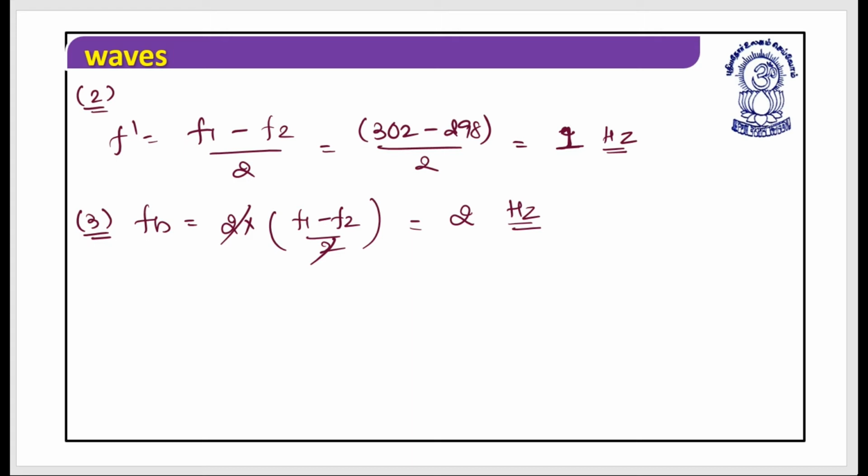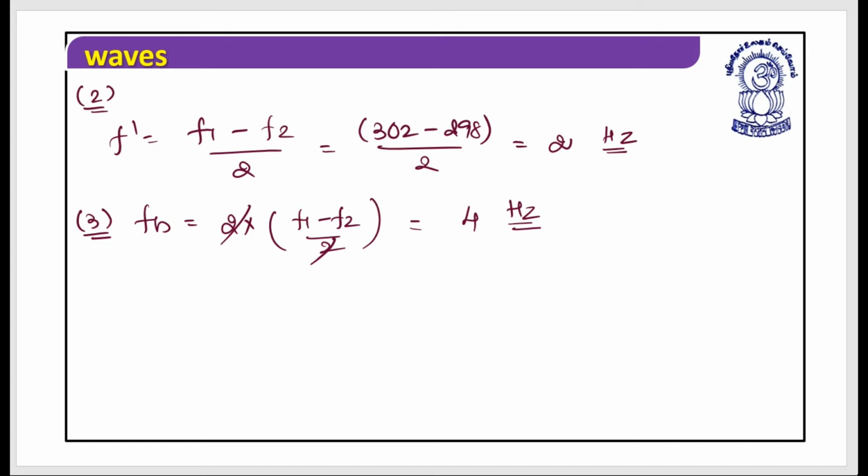Yes, yes, no. So the data was 302 hertz and 298 hertz. Sorry, I made a mistake over here. So it's 4 by 2, which equals 2 hertz. And this will be the 4 hertz. Yes, now it is clear.